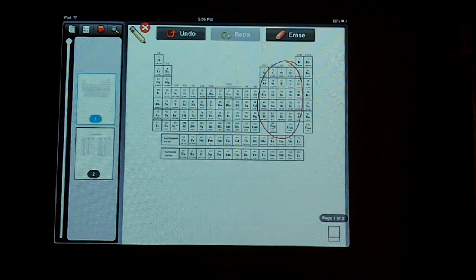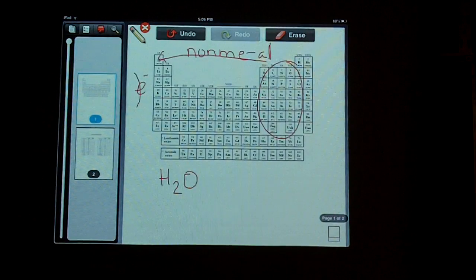So if we take the example of H2O, even though hydrogen sits over here, it is considered a nonmetal because it only has 1 electron altogether. And it doesn't want to give up that one and only electron. That makes it too unstable. So hydrogen always has to share. It won't give that up.